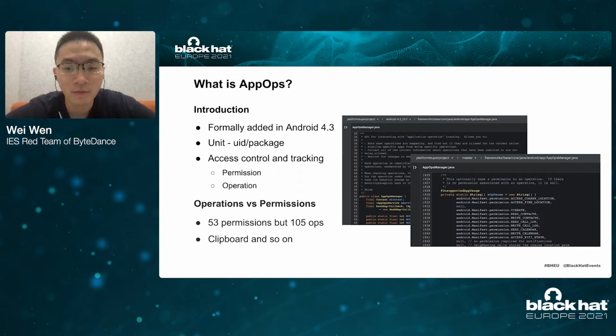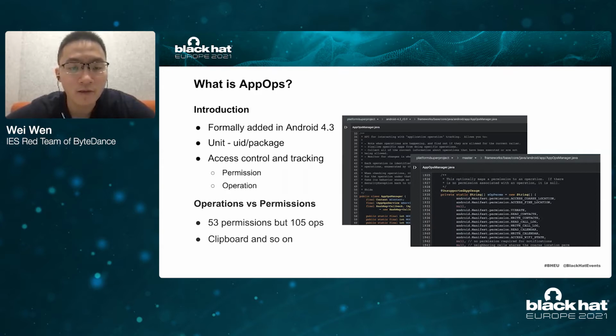Second, there are many differences between operations and permissions. One operation can be interpreted as a behavior. For practical reasons, operations and permissions are not in one-to-one correspondence. There are 53 permissions in the Android system, but 105 operations in AppOps. There are 52 operations that do not have corresponding permissions, such as write or read to the clipboard and so on.